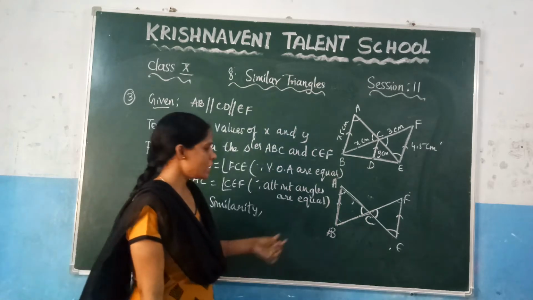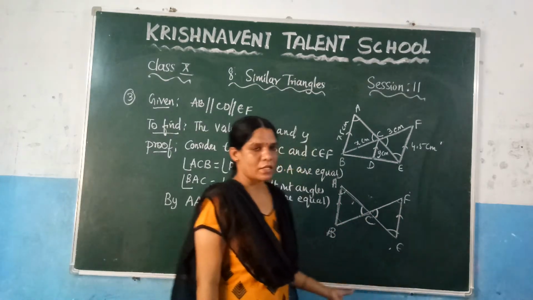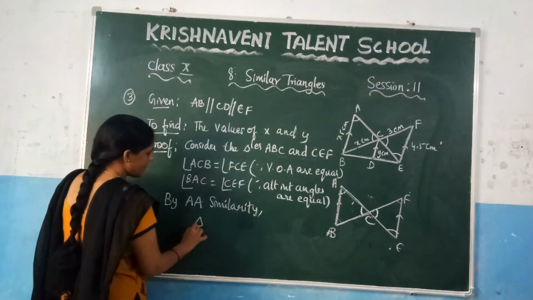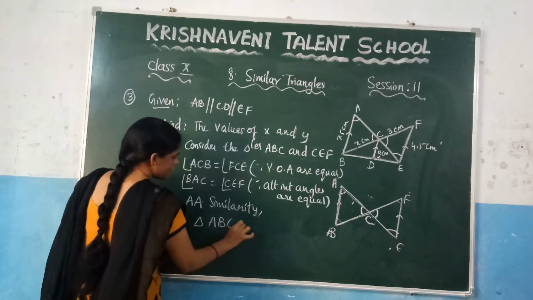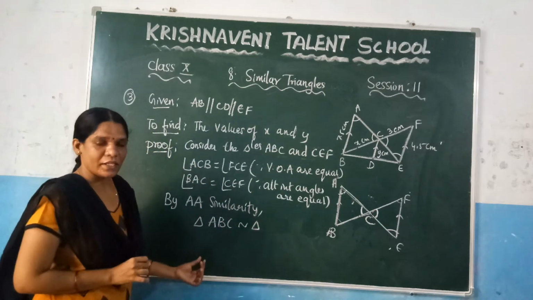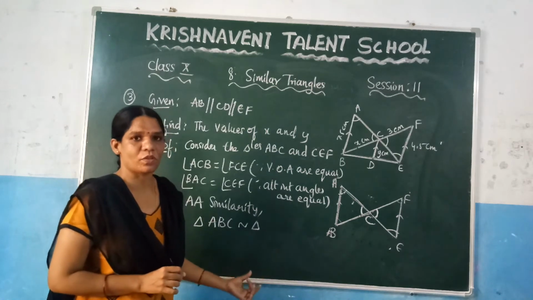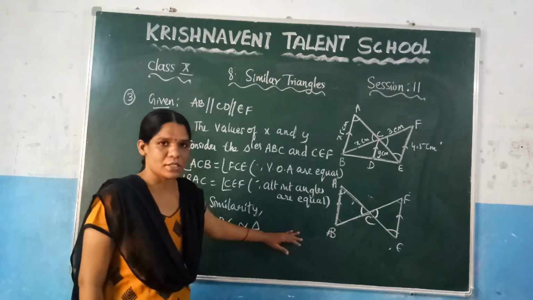What you can say here? These two triangles are similar. So write it here: triangle ABC is similar to triangle. While writing here, you need to check which angle is equal to which angle. Like that, you need to write this triangle.